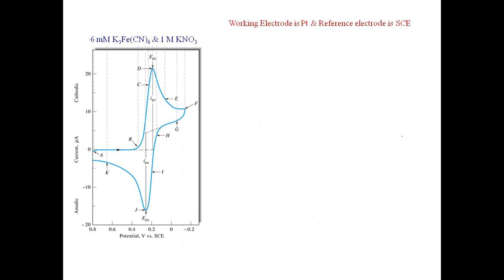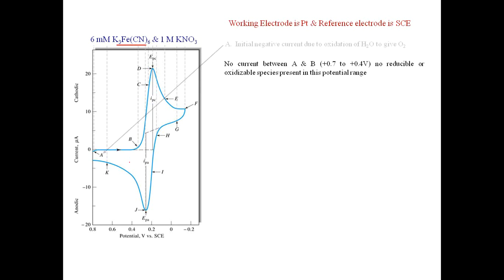Right. So this is the cyclic voltammogram obtained for the potassium ferricyanide in 1 M potassium nitrate solution. Initially, at A, let's say it is the start of the reaction, there is no current generated. In the initial range, the negative current is due to oxidation of water to oxygen. And then there is no reaction, no current between plus 0.7 to plus 0.4 volts, because no reduction occurs. The oxidized species present at this potential doesn't undergo any reduction because it has not reached its E0 value.